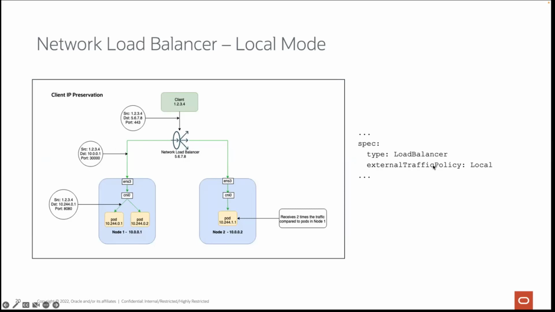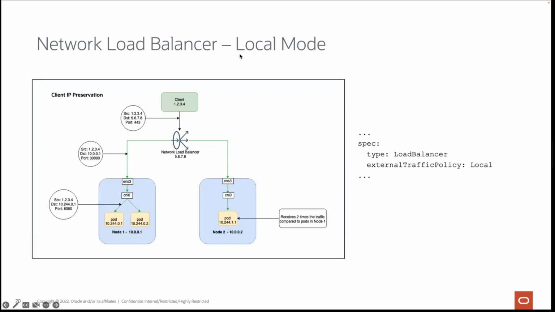So if you turn that knob in your service definition file and say that you want your external traffic policy to be local, you can maintain that IP address, depending on the use case, all the way till your pods. So let's review two different modes or architectures on how you can use it with the network load balancer and understand the benefits.